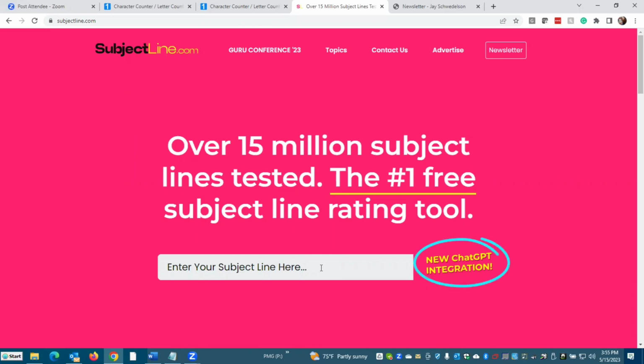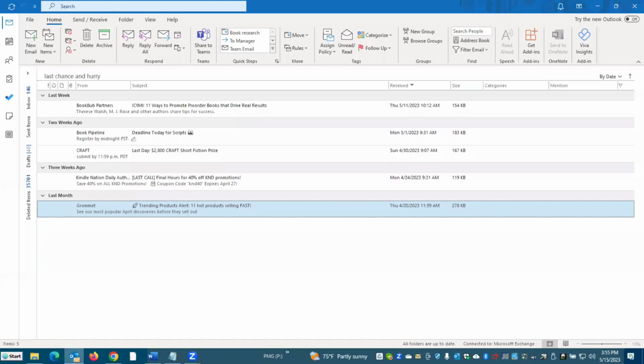So we're going to get to that in a second, but let's go back to my inbox. And again, when it comes to email marketing, I would say the thing about subject lines, length does matter.